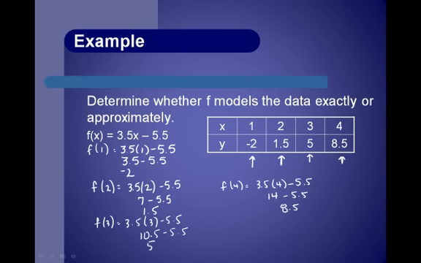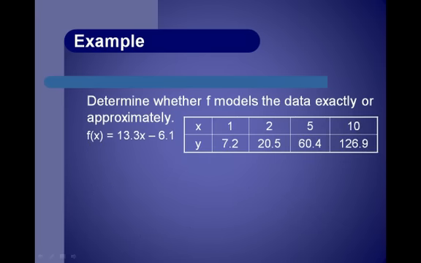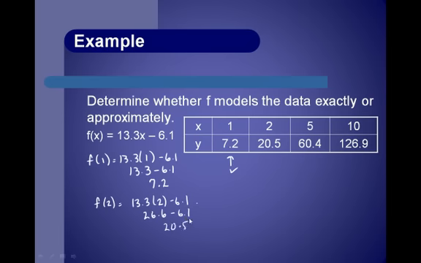Because all of the data in the table matches that function exactly, then we say that this is an exact fit. Example 2. Determine whether f models the data exactly or approximately. Again, we're going to take each x value in the table and plug it into our formula. So it'd be 13.3 times 1 minus 6.1, which is 13.3 minus 6.1, which gives us 7.2. That one checks. So for our second point, we plug in x is 2, which gives us 20.5. Again, that one holds true.